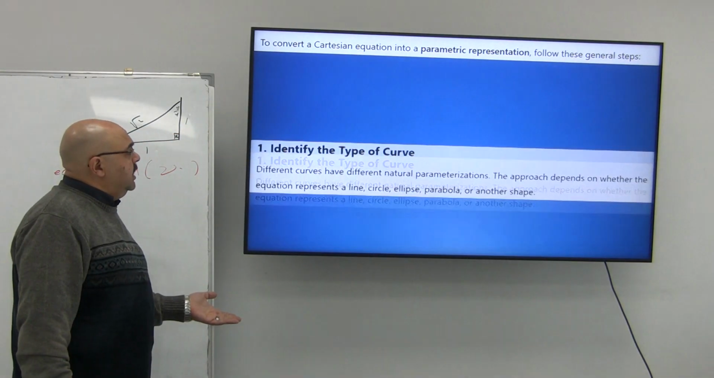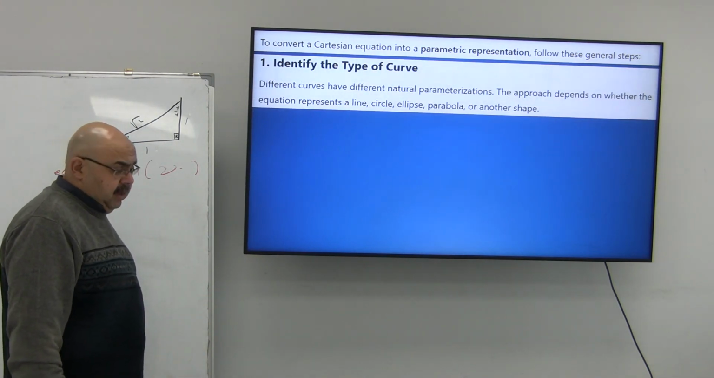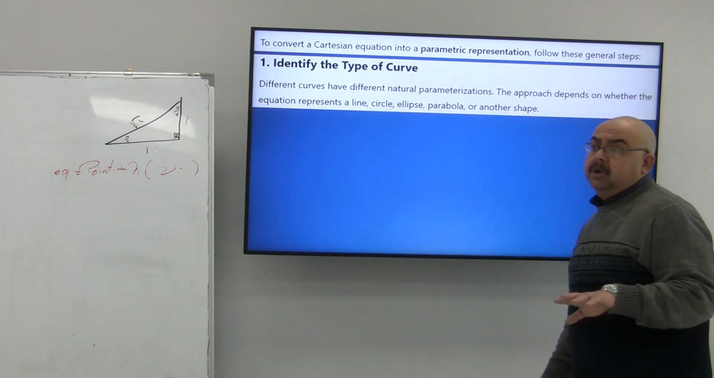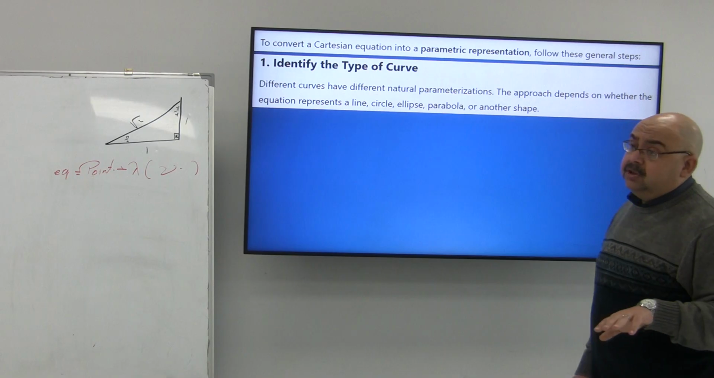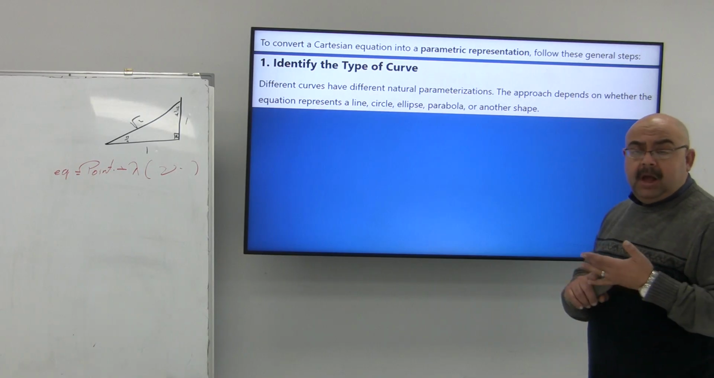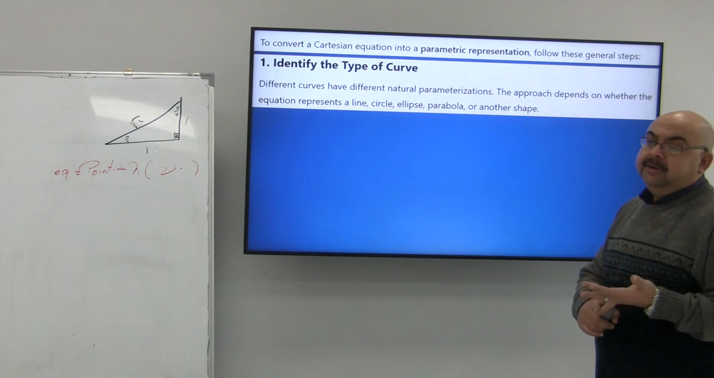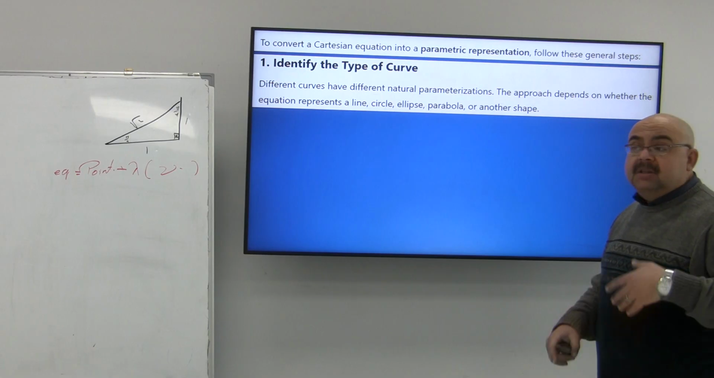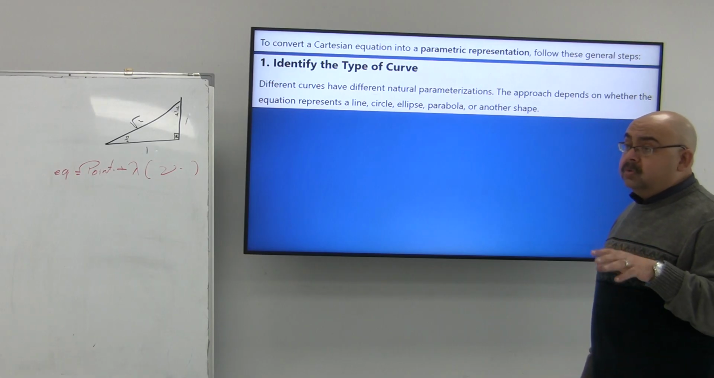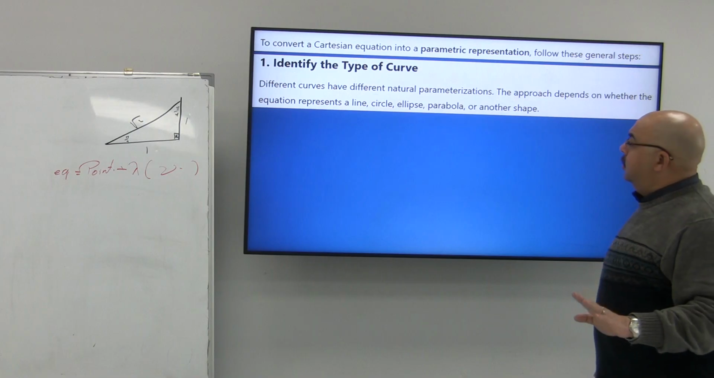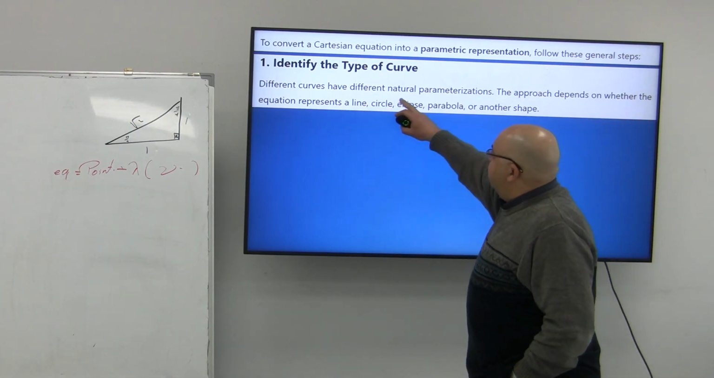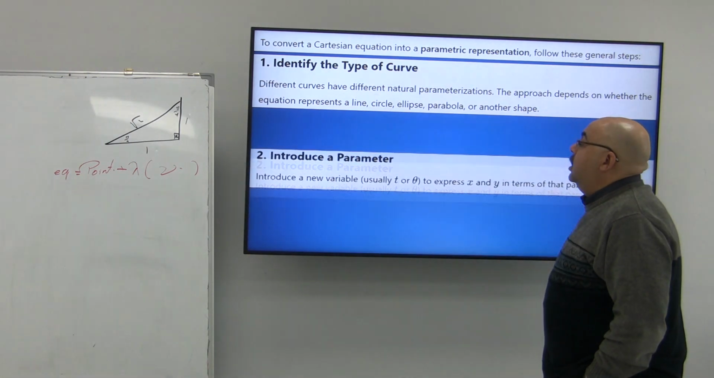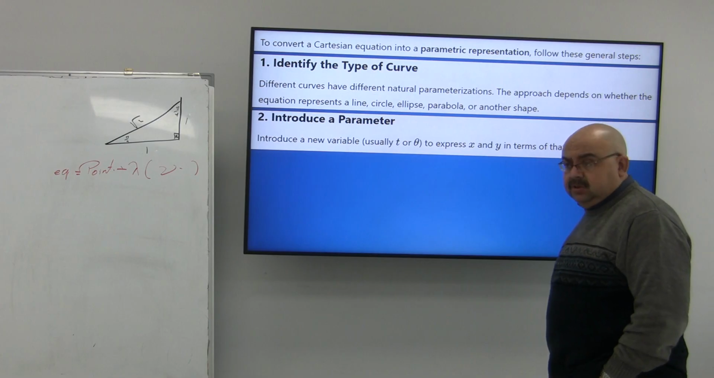To convert from Cartesian to parametric form, as I told you, number 1, identify the type of the curve. From our previous study in the previous chapters, we already know the circle, which is a regular curve, the ellipse equation, the parabola, the hyperbola, and some of the quadratics also. So you already know some of these equations. Different curves have different natural parameterizations, so start by identifying your curve in order to identify the best equation that you will use.